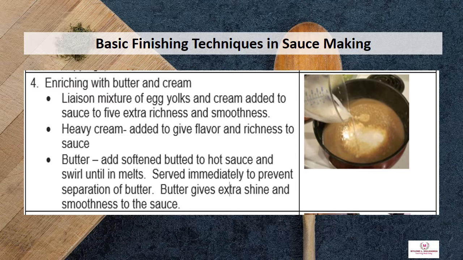For enriching with butter and cream, a liaison mixture of egg yolks and cream is added to sauce for extra richness and smoothness. Using heavy cream is added to give flavor and richness to sauce. Using butter, add softened butter to hot sauce and swirl until it melts. Serve immediately to prevent separation of butter. Butter gives extra shine and smoothness to the sauce.